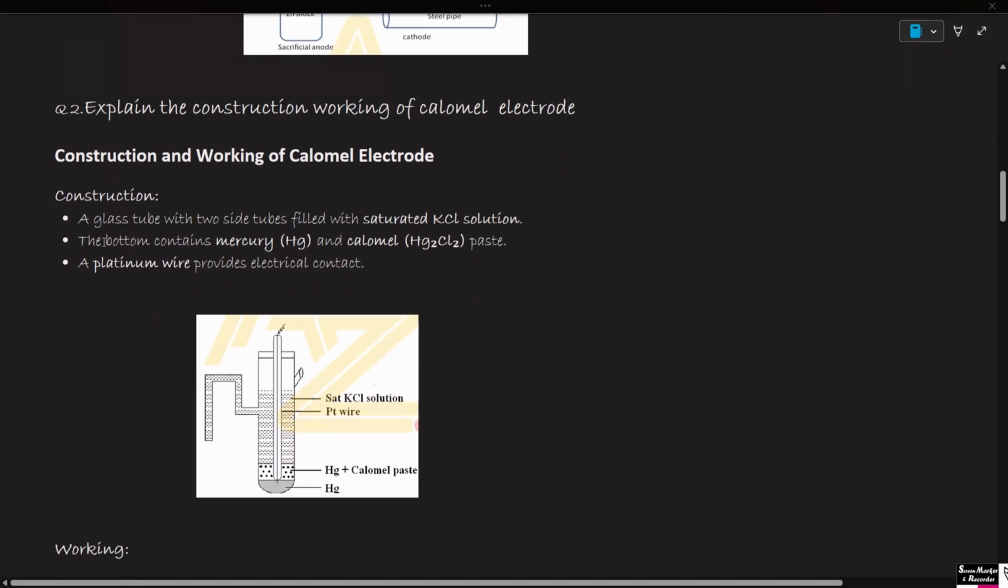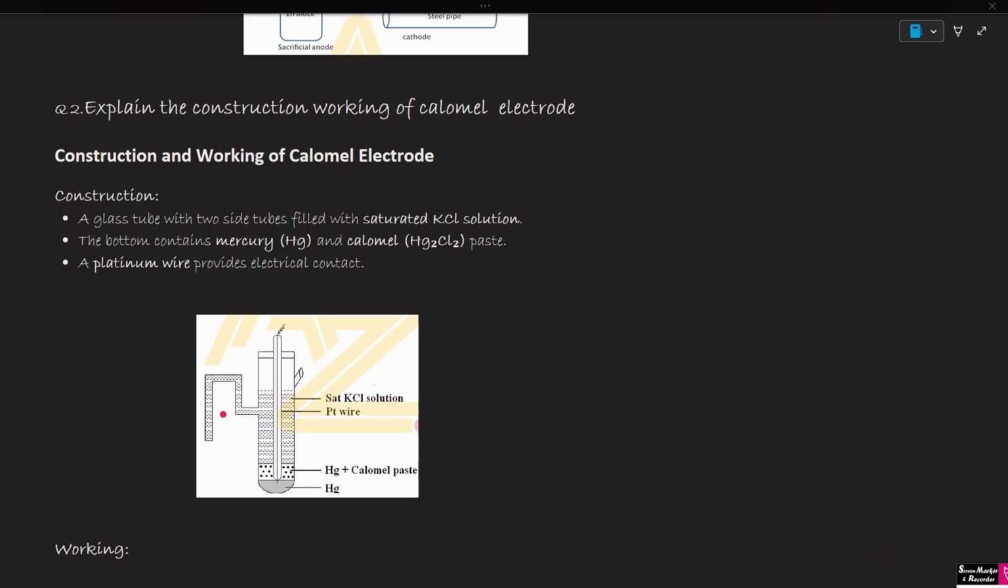So this is the diagram: a glass tube with 2 side tubes filled with saturated KCl solution. These are the 2 side tubes, and this is the solution filled with saturated KCl solution. The bottom contains mercury and calomel paste. A platinum wire provides electrical contact. The wire you can see here is the platinum wire.